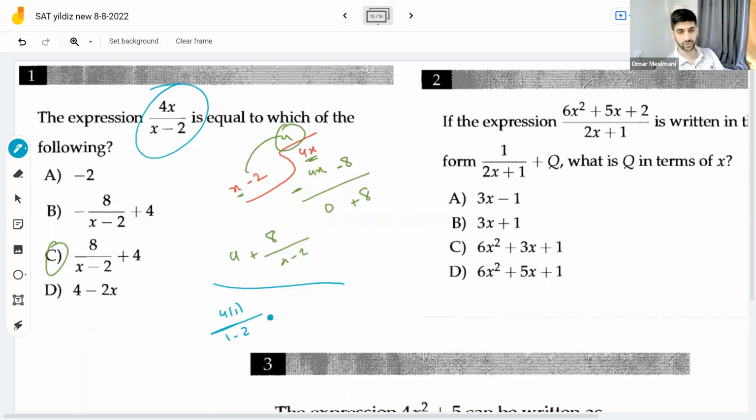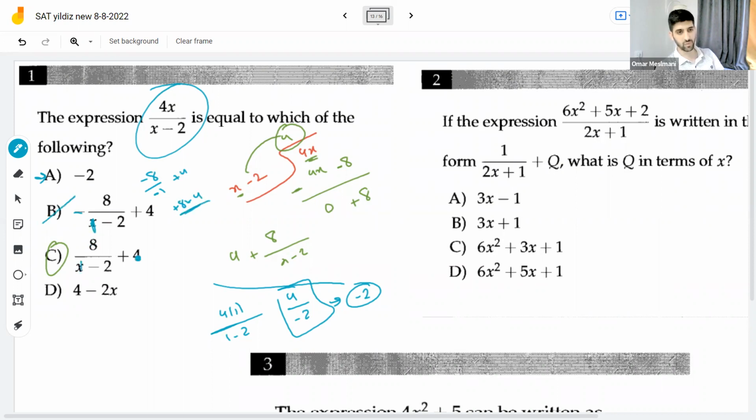Okay, so 4 times 1 is 4. 1 minus 2 is negative 2. At the end, the answer is going to be 4 divided by negative 2, which is negative 2. And then you can choose one of them. Here, by coincidence, we have the answer A is correct. Minus 8 over 1 minus 2, it's a negative 1. So I would say it's negative 8 over minus 1 plus 4. So negative 8 over minus 1 is a plus 8. Plus 8 plus 4 is going to be incorrect.